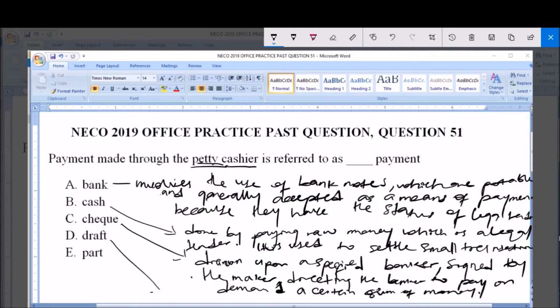Now this is draft. Now draft is a check that is drawn from bank funds. It's also a check drawn from bank funds, and it refers to what? An automatic transfer from your bank account to a service provider. So draft simply refers to what? It also refers to as an automatic transfer from your account to a service provider.